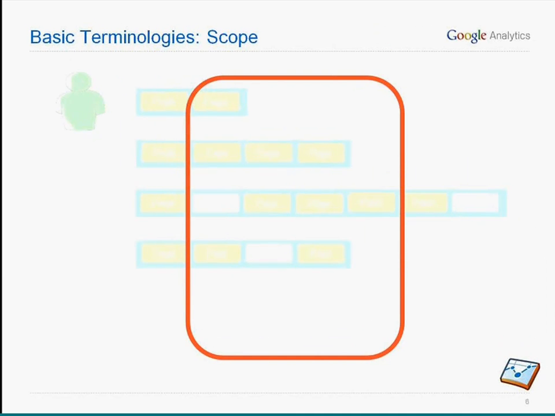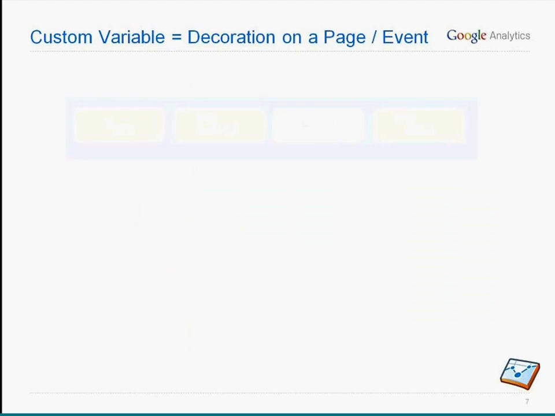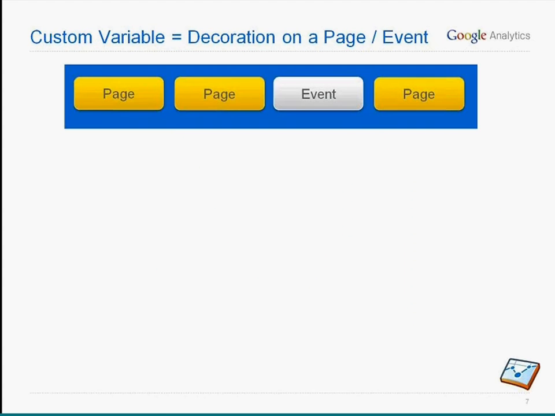So the three most important concepts here are very simple, very basic. I want to make sure we are at least using the same terminology. There is a visitor that came into your site through multiple sessions. Each session has multiple pages. Okay, hopefully that's clear. So what is a custom variable? A custom variable is relatively straightforward to explain.